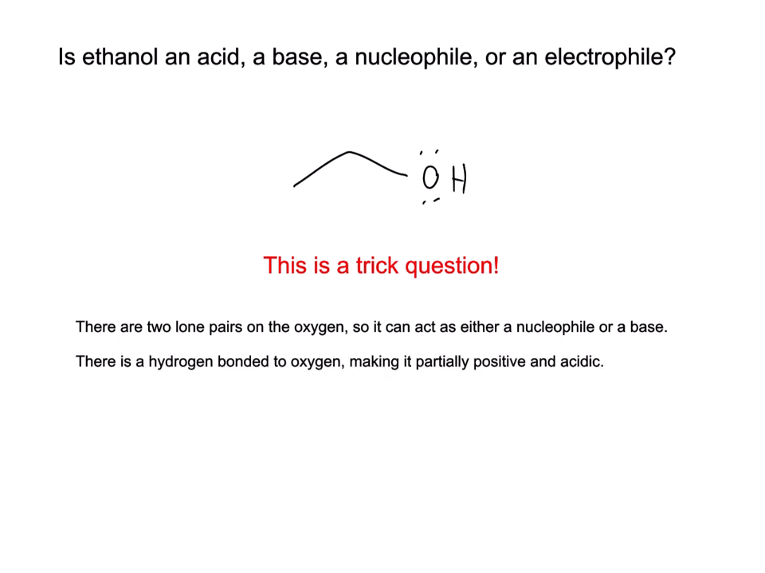However, there's also a hydrogen bonded to an oxygen, so that actually makes it partially positive on that hydrogen and therefore kind of acidic. So ethanol can definitely act as an acid in certain situations as well. However, there's also a carbon bonded to that oxygen, and the oxygen is more electronegative than carbon, which makes that carbon partially positive, and a partially positive site on a molecule is electrophilic. So in other words, ethanol is nucleophilic, basic, electrophilic, and acidic.